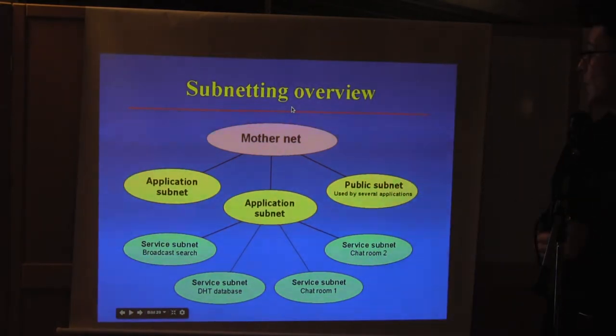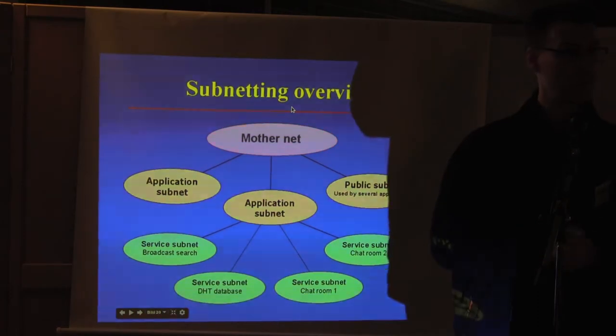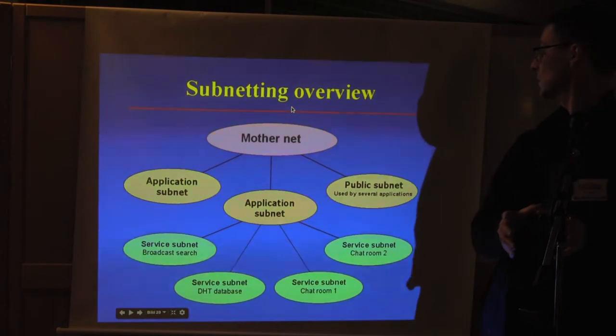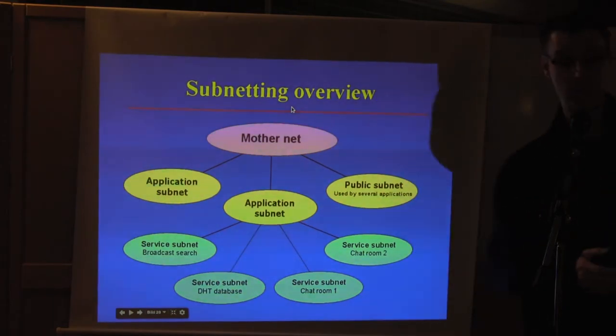So in a big future peer-to-peer system, we should have a mothernet. And the mothernet is... I'm actually on the wrong page, sorry.